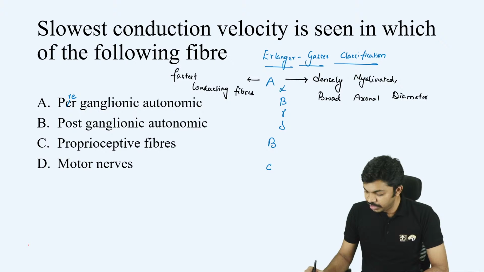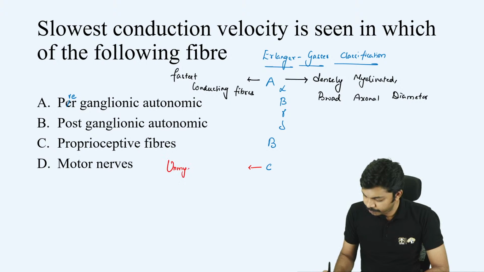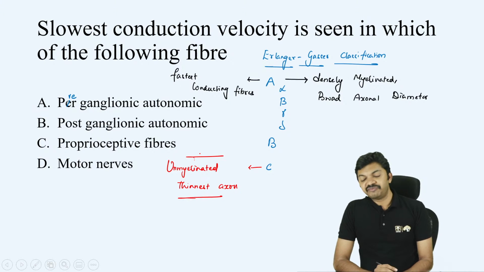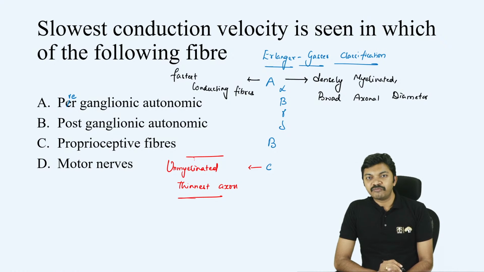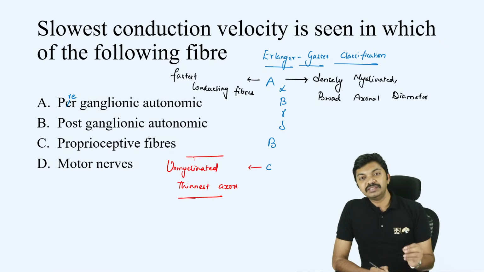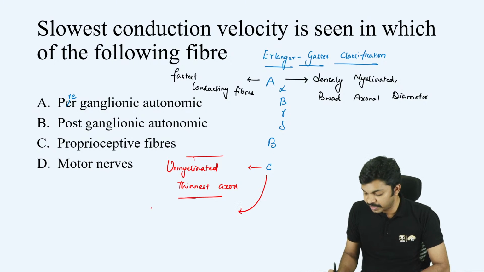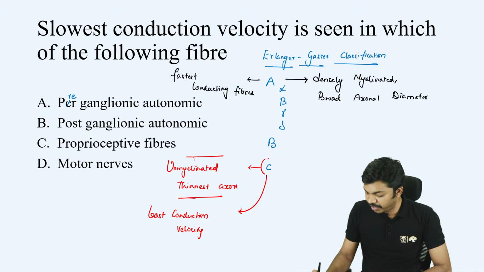Coming to C fibers. C fibers are completely unmyelinated, and they have the thinnest axons. Now because the fiber is completely unmyelinated and they have a very, very thin axon, it is the C fiber which is going to have the least conduction velocity. Fine. So C fiber is the right answer.